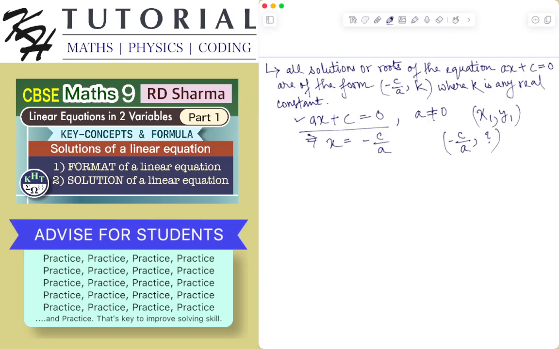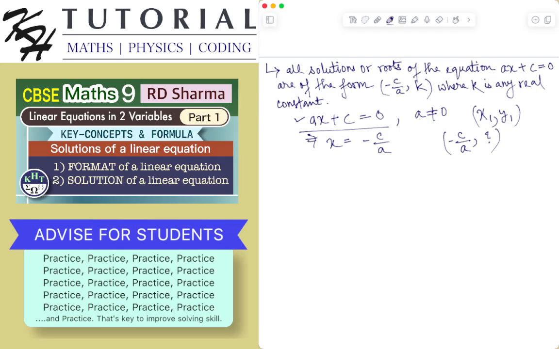So the concept is that you can consider any value of y, but the value of x has to be minus c by a. So we say that a root of a linear equation in two variables is nothing but an ordered pair.